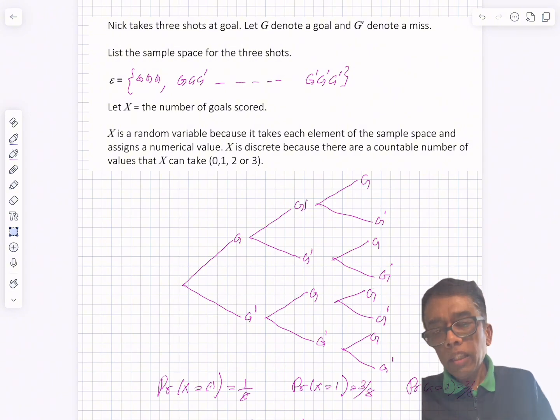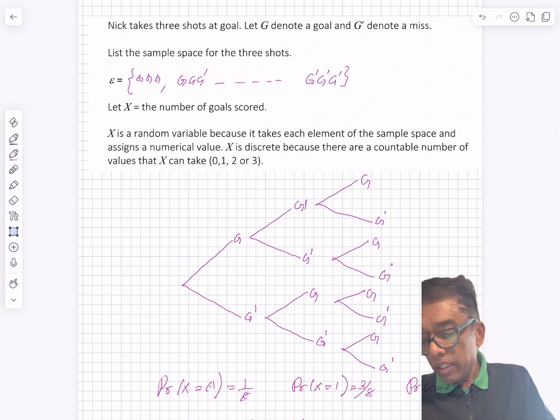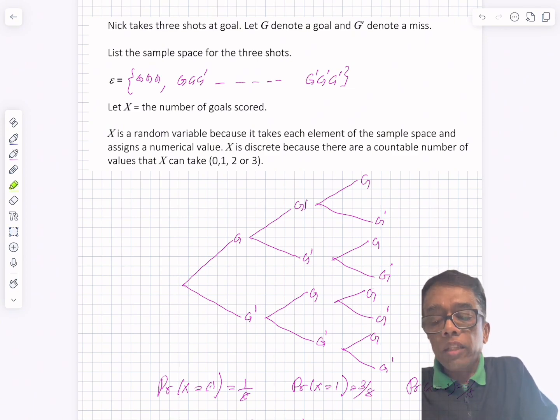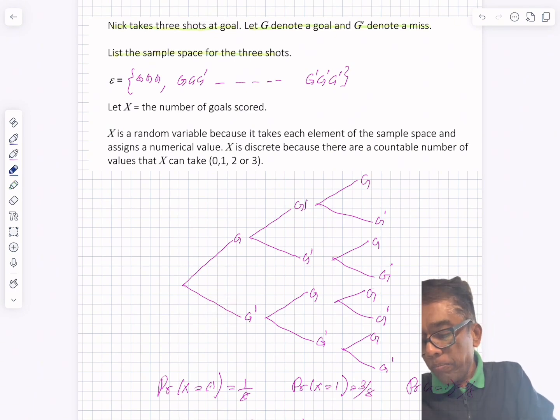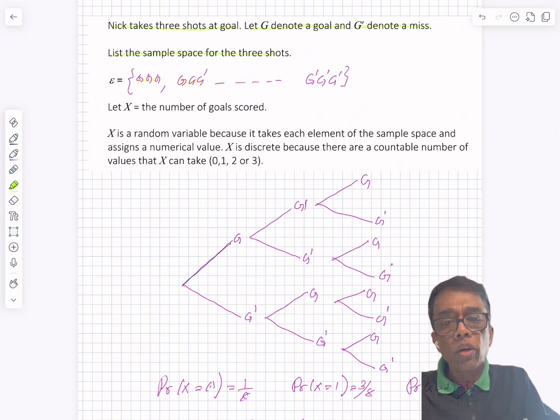Earlier I considered an example. Nick takes 3 shots at goal. G denotes a goal, G' denotes a miss. List the sample space. I had drawn the tree diagram, goal or not goal. Then the sample space was: goal, goal, goal; goal, goal, not goal; and so on, finally not goal, not goal, not goal.